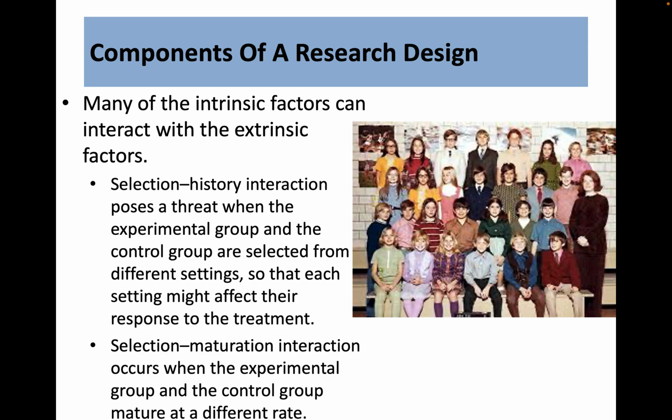Selection history interaction poses a threat when the experimental group and the control group are selected from different settings, so that each setting might affect their response to the treatment. Selection maturation interaction occurs when the experimental group and the control group mature at a different rate. And so who's maturing at a different rate? Well, boys and girls mature at a different rate.